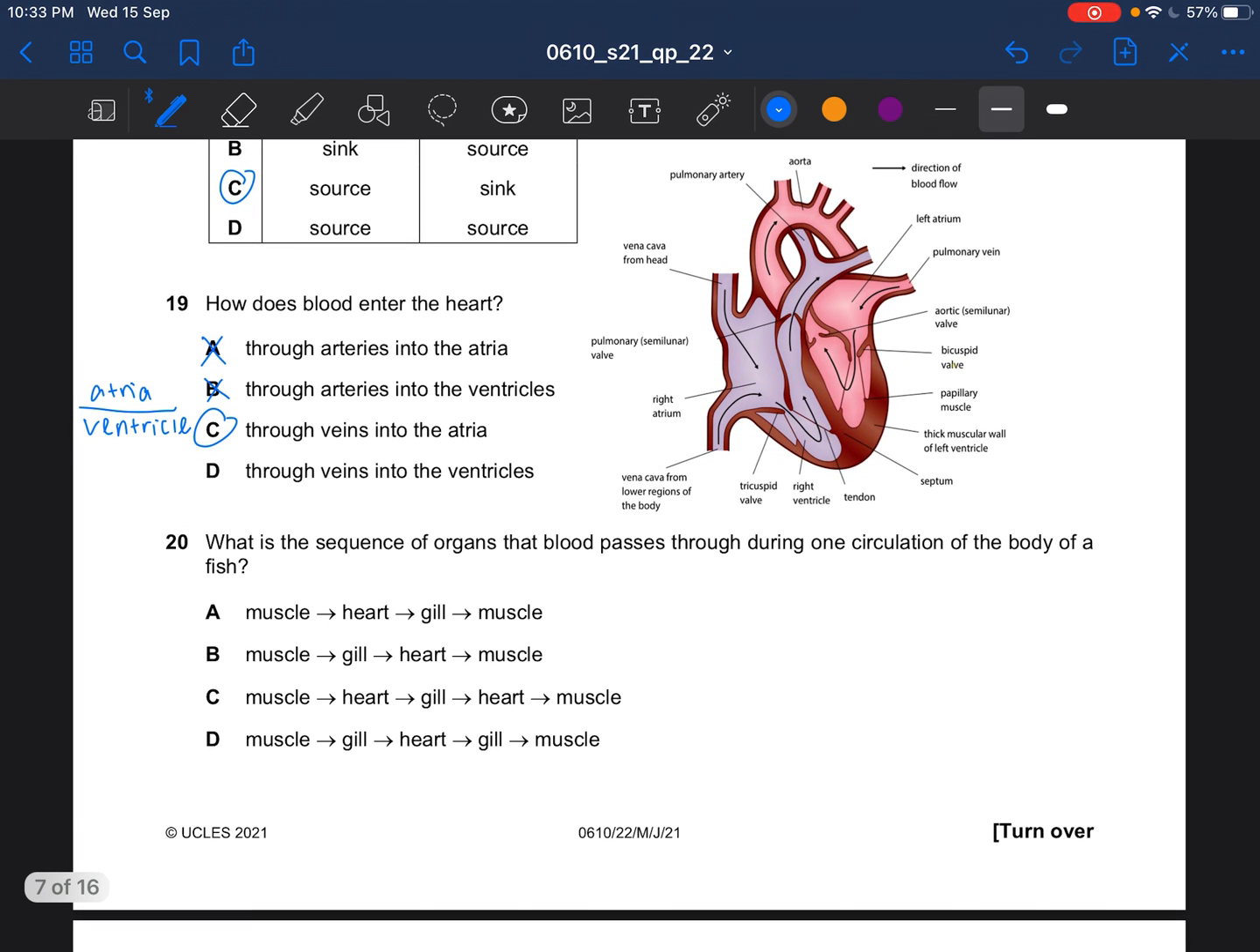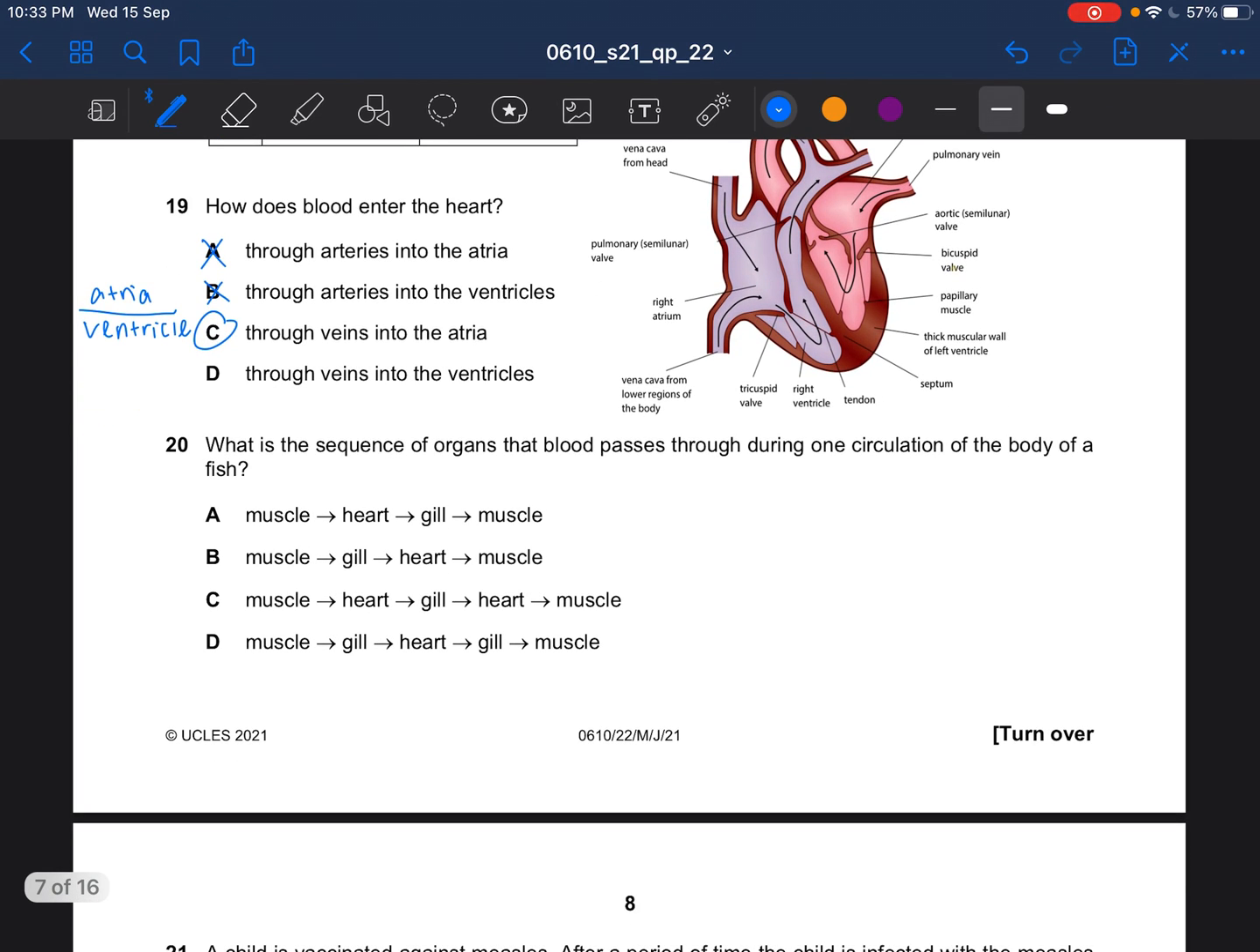The answer is C. Next question, what is the sequence of organs that blood passes through during one circulation of the body of a fish? So a fish has a single circulatory system, meaning that it only passes through the heart once in one cycle. So it wouldn't be C. The answer should be A, from muscle to heart to gill to muscle.